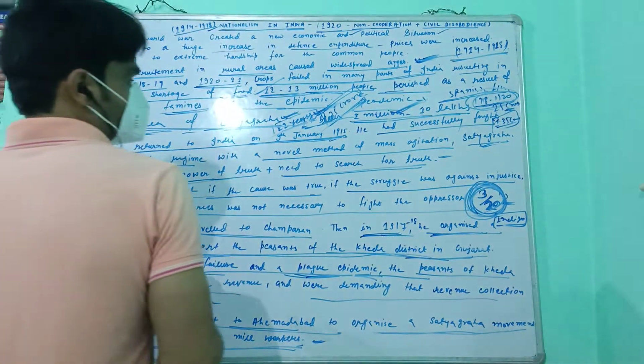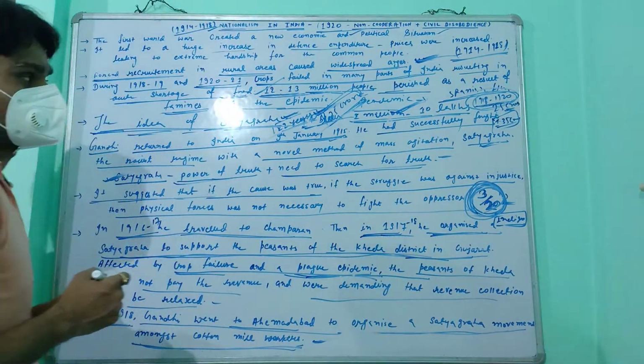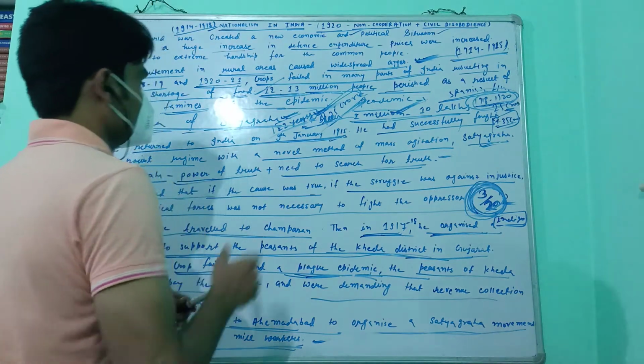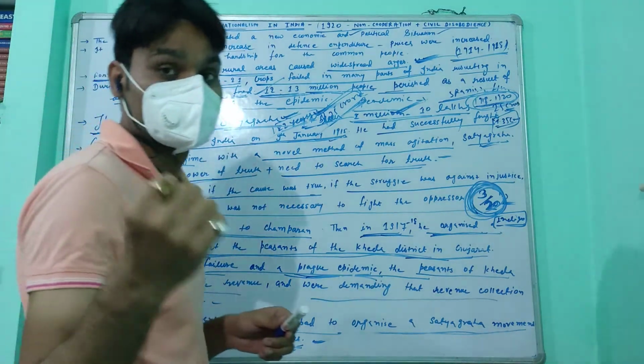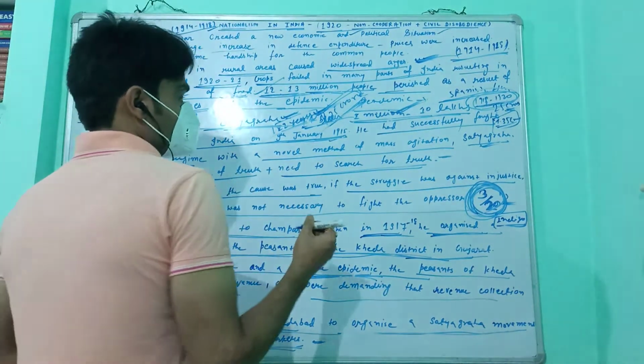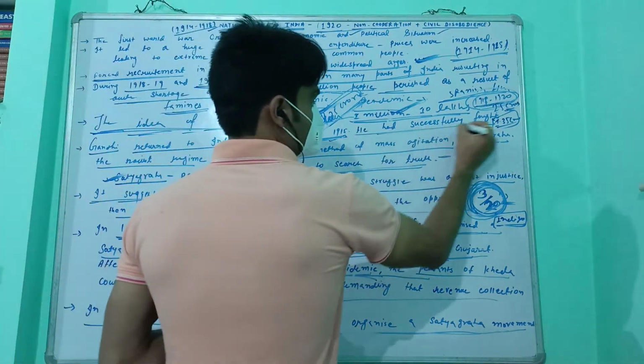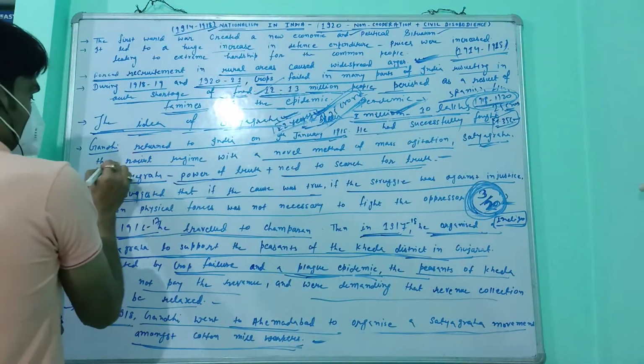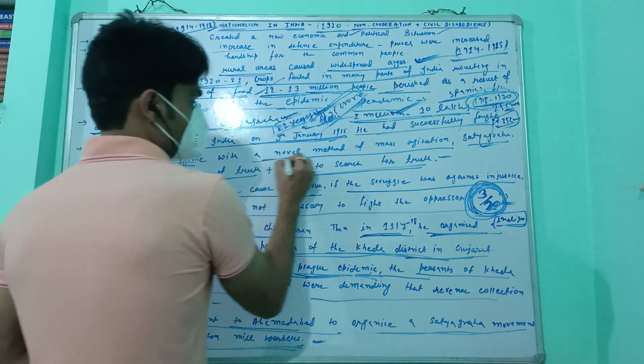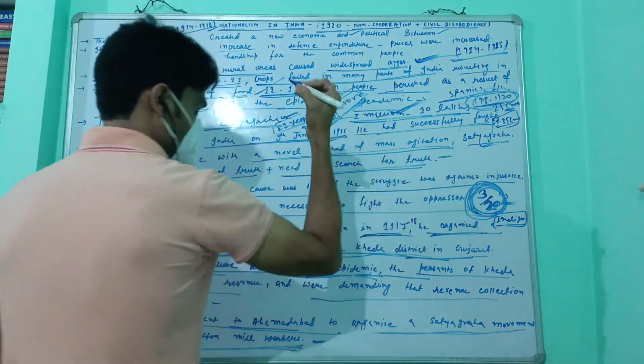As you must know, the title Mahatma was given by Gurudev Rabindranath Tagore. Mahatma Gandhi called Rabindranath Tagore Gurudev, and Rabindranath Tagore called Mahatma Gandhi Mahatma. So Mahatma Gandhi used this Satyagraha as his weapon. He had successfully fought the racist regime with a noble method of mass agitation, Satyagraha.